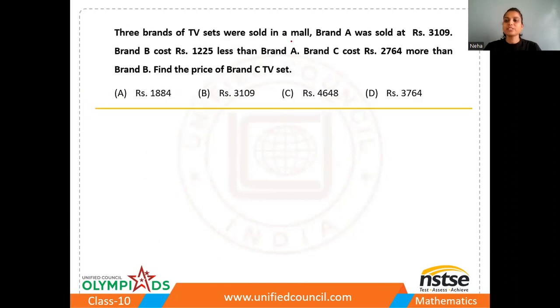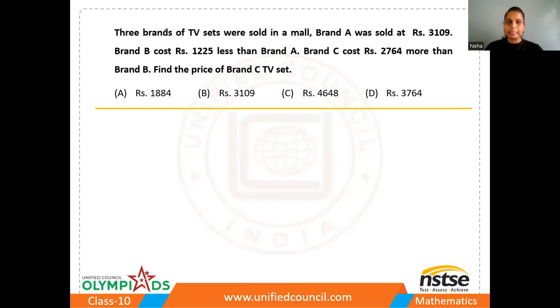Alright, let's move to the next question. 3 brands of TV sets were sold in a mall. Brand A was sold at rupees 3,109. Brand B is 1,225 less than brand A. Brand C costs 2,764 more than brand B. So find the price of the brand C TV set.